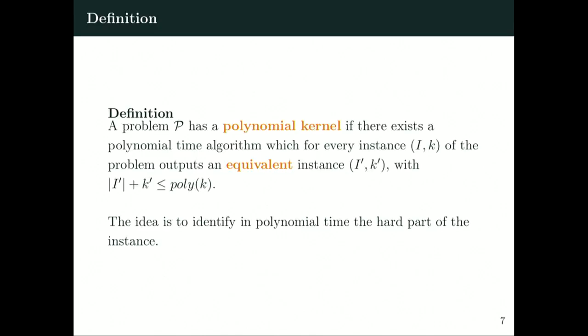Yeah. So first, let me define a bit what is a polynomial kernel. We're in the world of parameterized complexity. A problem P has a polynomial kernel if there exists a polynomial time algorithm which transforms any instance (I, k) of this problem into an equivalent instance (I', k') with the following property: the size of I' plus k' is bounded by a polynomial function which only depends on k. The idea is basically to identify the hard part of the problem in polynomial time, and we can show that the hard part is somewhat restrained.